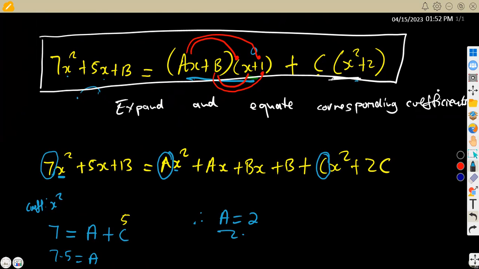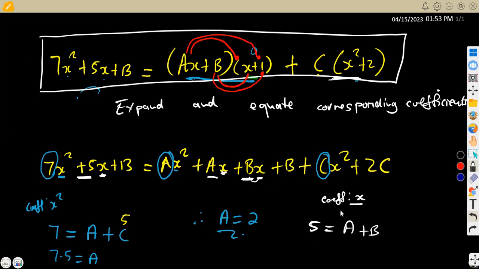You move on to another consideration. In this case, we can move on to the coefficient of x. We are talking about x in this case. We've got x here, x here, x here. So this time we are going to equate the coefficient of x. On the left-hand side, we've got a plus 5. So 5 is equal to the right-hand side, we have got a plus b. In this case, the coefficient of x is a plus b. So that's what we have.